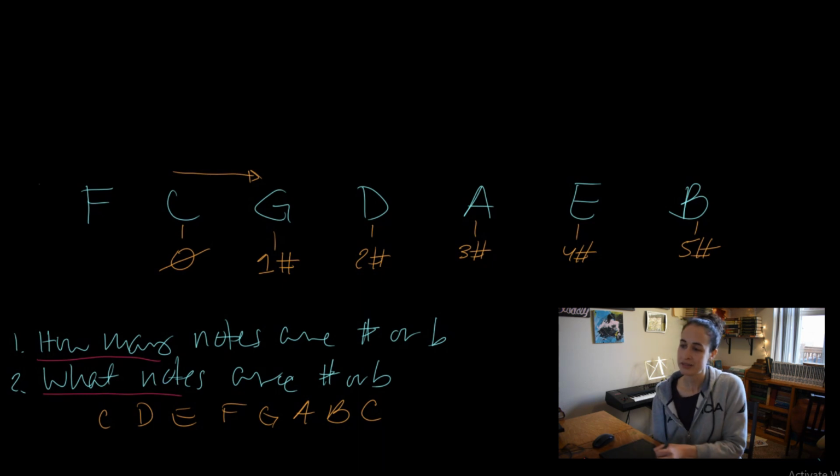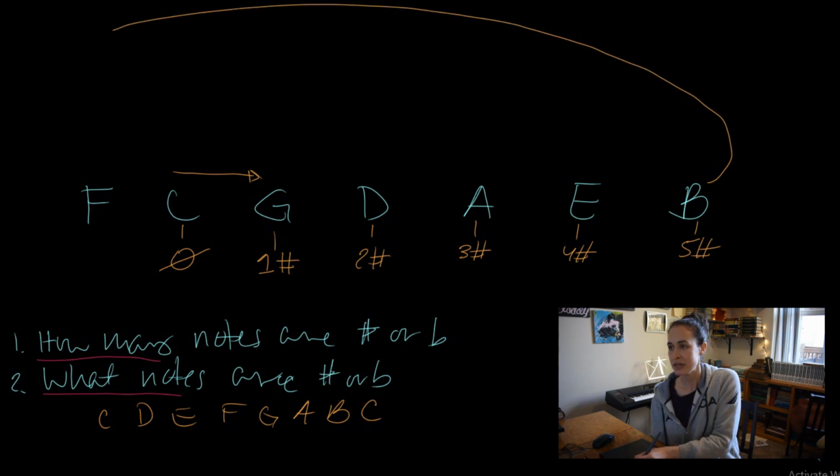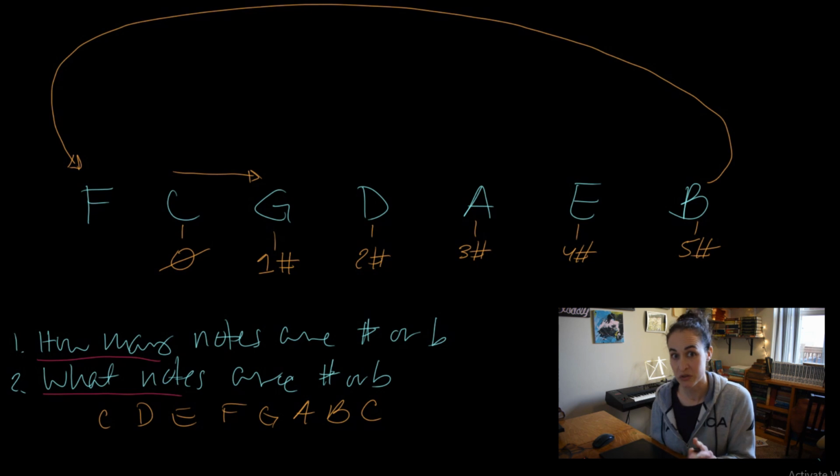Okay, so now this acronym, we need to include F, right? So we're going to wrap around to the beginning and go to F, and anytime we wrap around, here's another rule to remember about this acronym. Anytime you wrap around like that, you're going to add the sharp to the name of the key. So now we're not talking about the key of F, we're talking about the key of F sharp. The key of F sharp has 6 sharps in it.